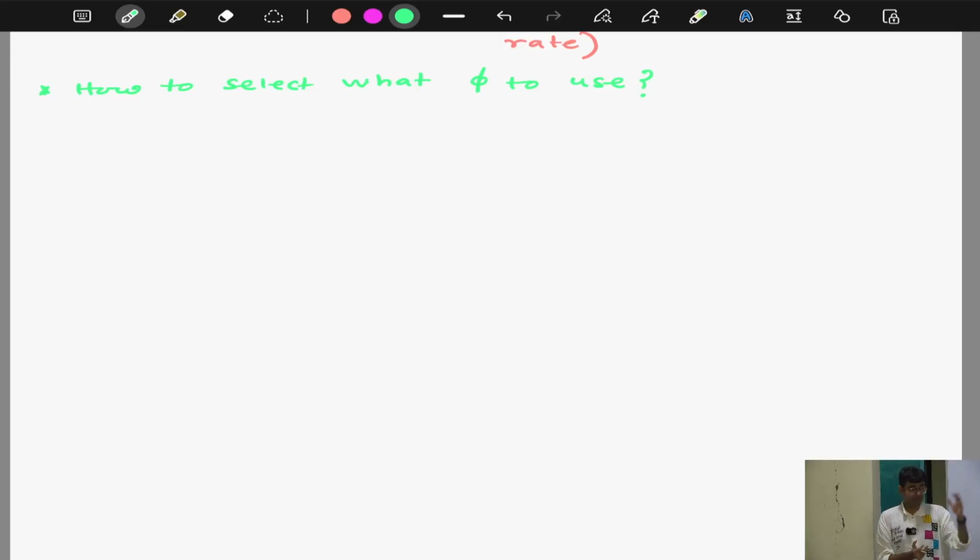I am not saying number of bases, keep in mind. I am only saying how to select what phi to use. How many phi? I'm not even going there. So the training data will tell us, give us an idea. How?